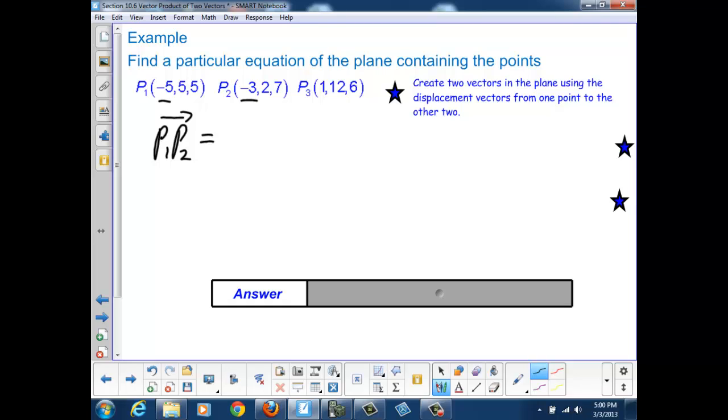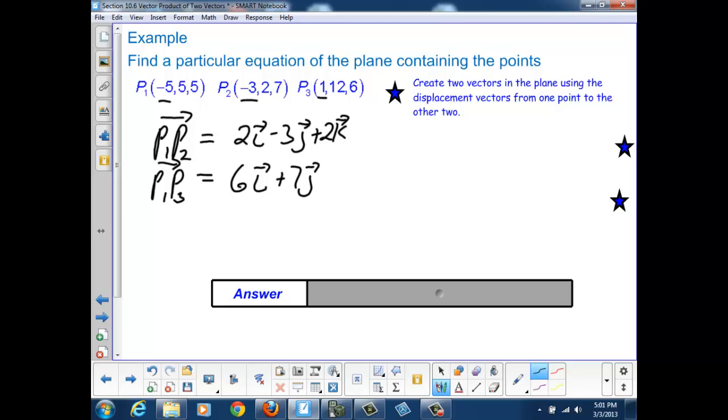So we end up with +2i. And then 2 minus 5, so -3j. And then 7 minus 5, so +2k. Now the other displacement vector will be P1 to P3. And here we get 1 minus a -5, so 6i. 12 minus 5, so 7j. And 6 minus 5, so 1k.